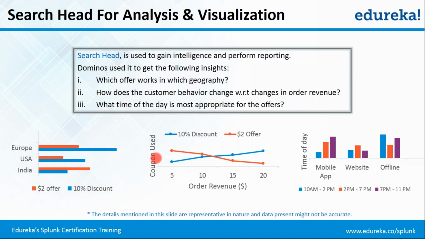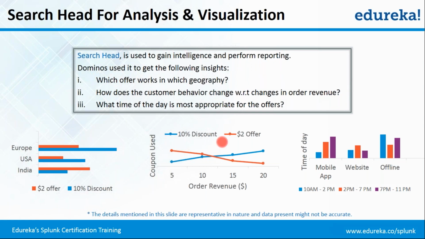And they also realized that customers preferred to use mobile apps for ordering during the evenings and websites for ordering in the afternoon, whereas customers walking into the stores and making purchases was most before noon. Domino's used these results to customize the offers with respect to order revenue sizes for customers from a particular geography. They also determined which was the best time to give offers and targeted those customers based on the device they were using.